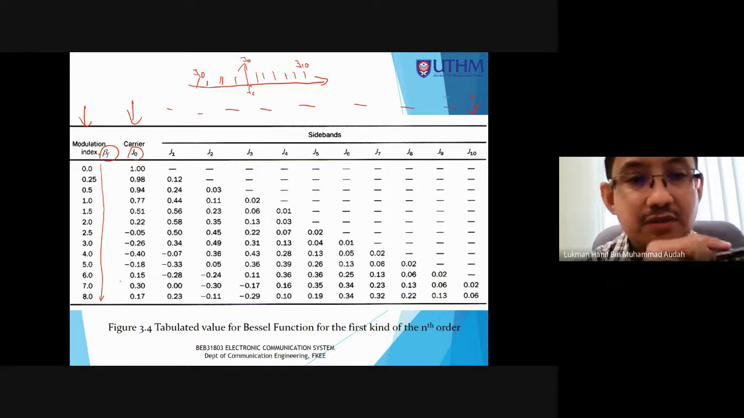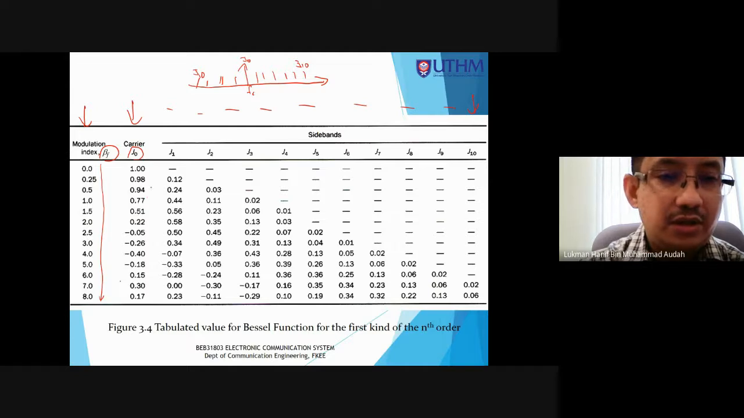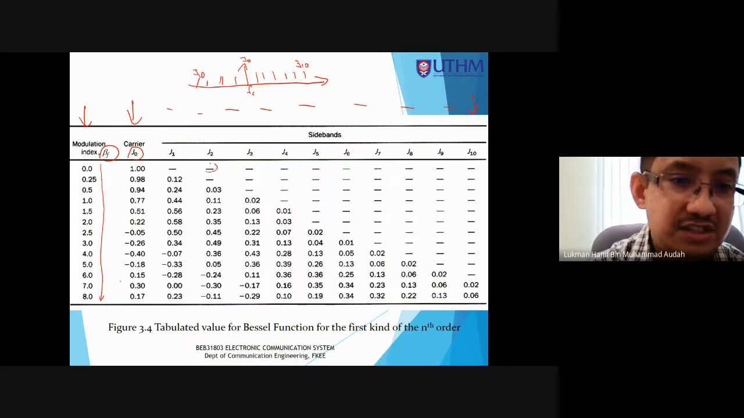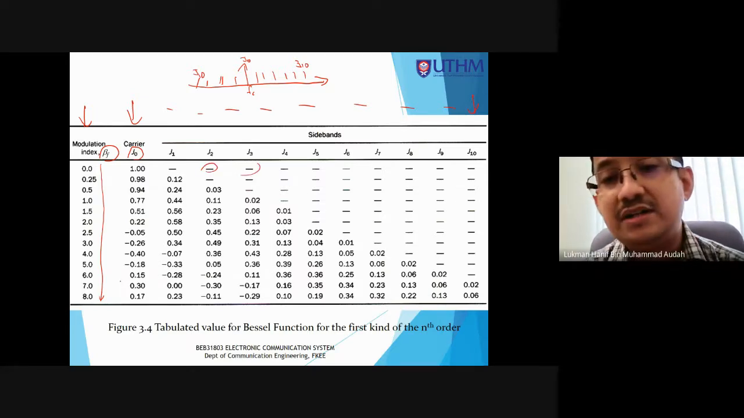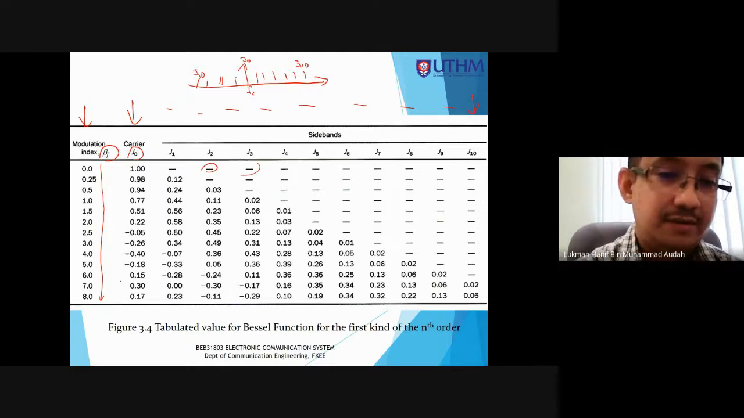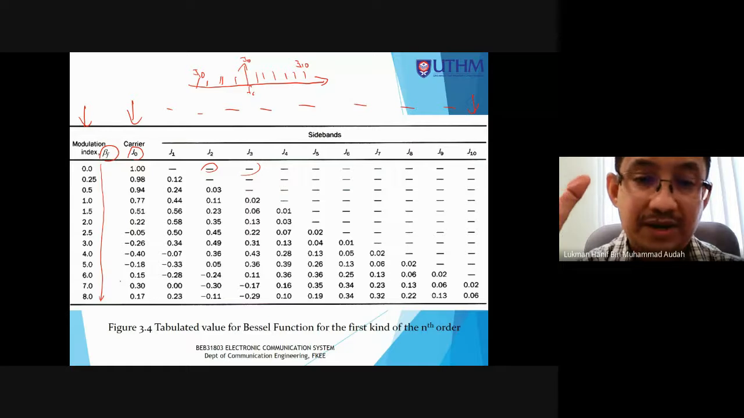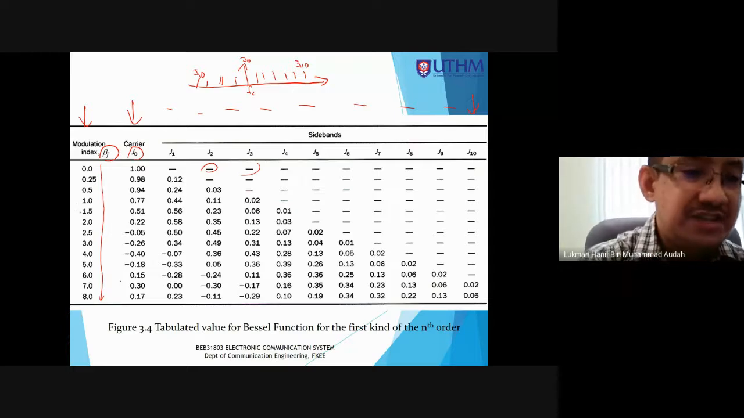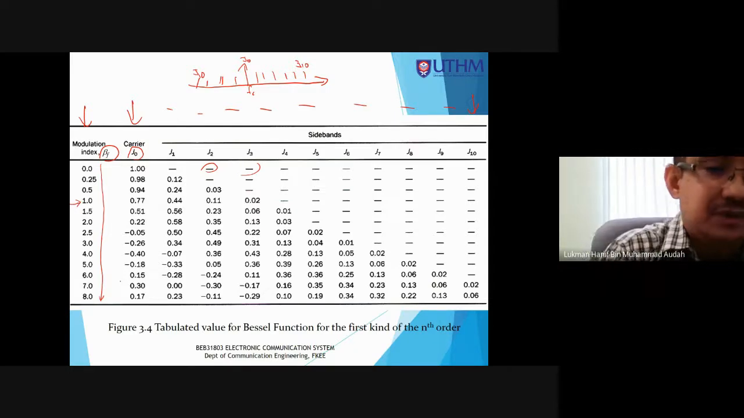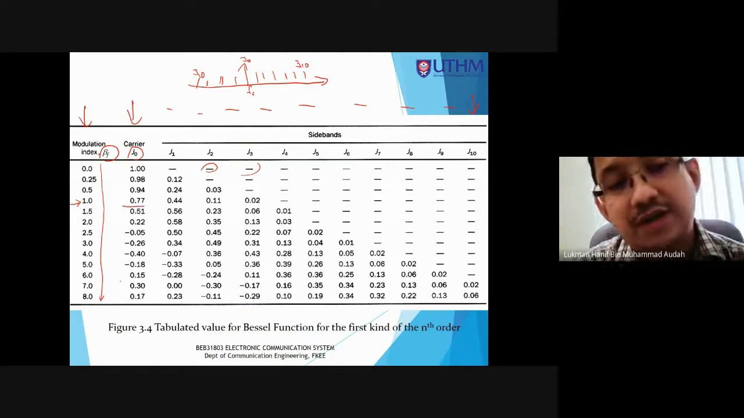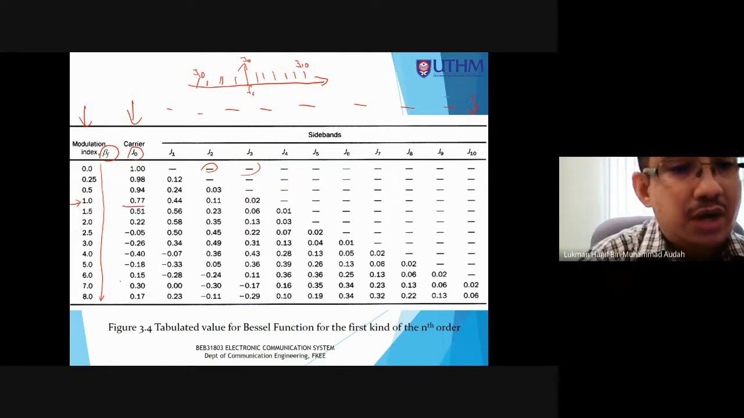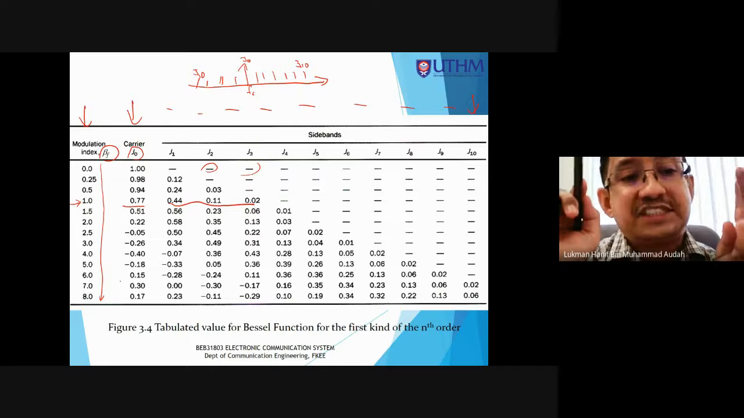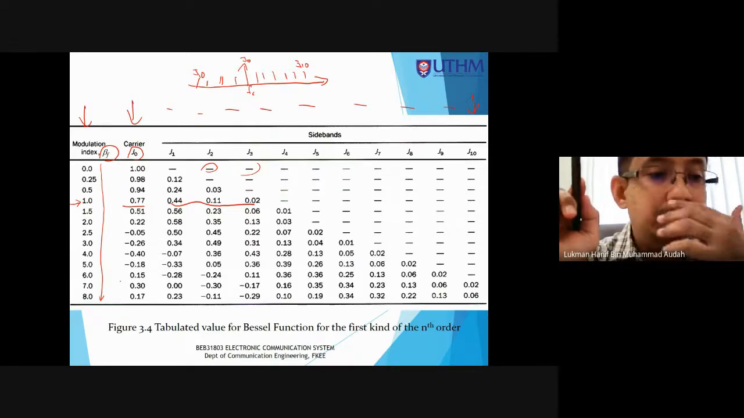The values here, you see that it has some values from J0 until J10. And you see that here, all of this dash means it is not there, there's no sideband. Tidak ada sideband pada bahagian itu. Contoh, example. Let's say beta equal to 1, for example. Beta equal to 1, so you have a carrier component and you have up to 1, 2, 3. That means we have 3 pairs of sidebands for beta F equal to 1.